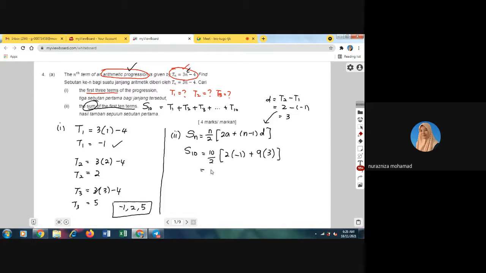That is equal to 125. That is the sum of the first 10 terms. Okay, next look at question number 4b.